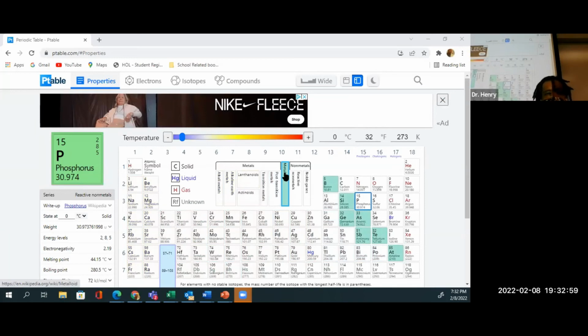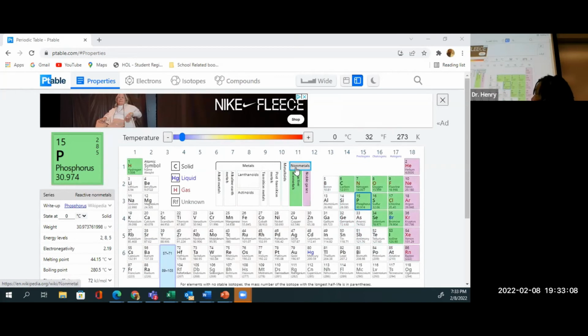We also have a group that are called metalloids. Metalloids have characteristics of metals, and they also have characteristics of non-metals. So they're kind of in the middle. They kind of swing both ways. And then we have non-metals. These are all the non-metals.